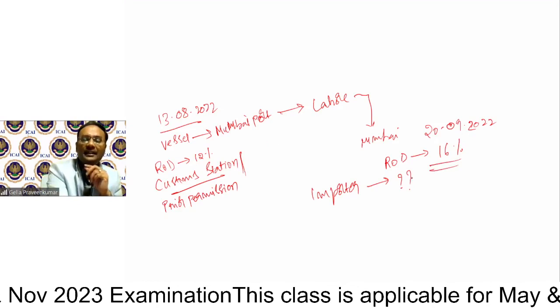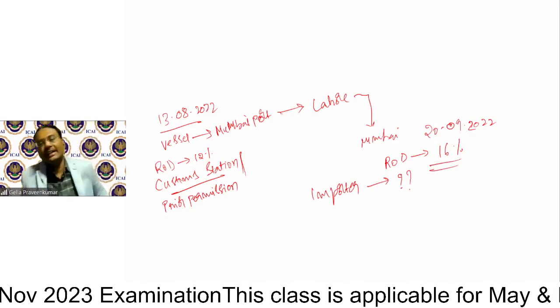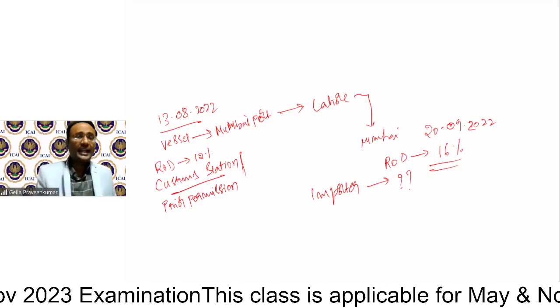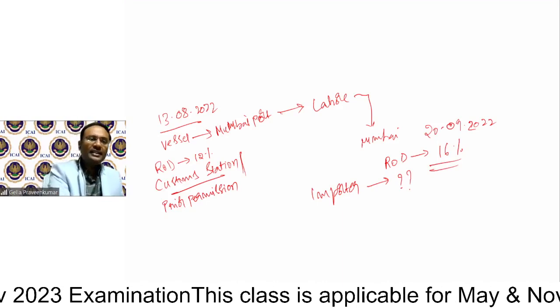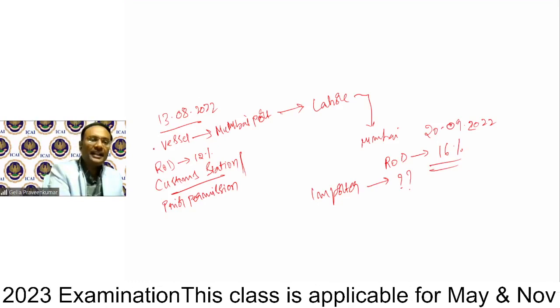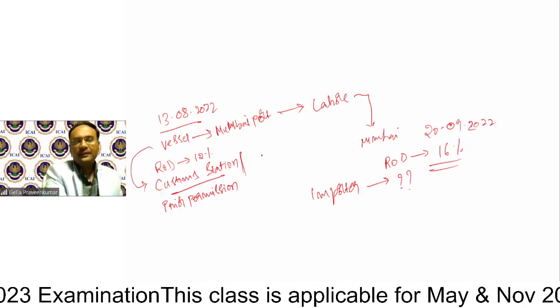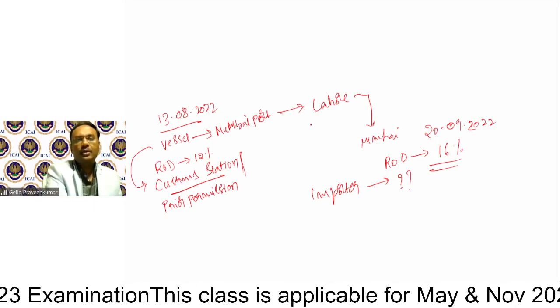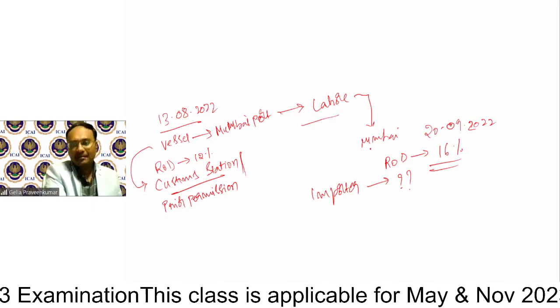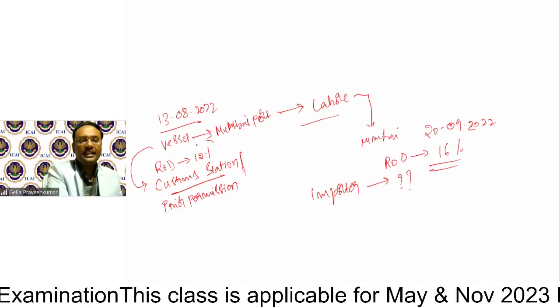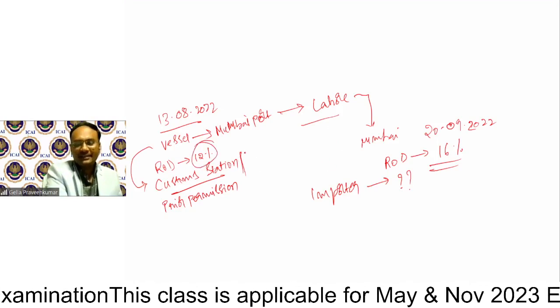Now, this was the kind of argument that went in this Garden Silk case, where they said that I don't want to pay 16%. The vessel made an entry into the customs station on 13th August, but because of space constraint, it was made to go out of the customs station and come back. So they wanted to pay 12% rather than 16%.